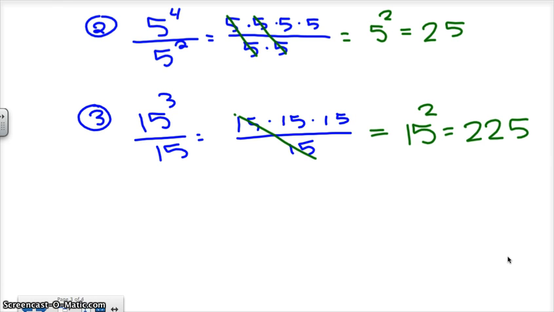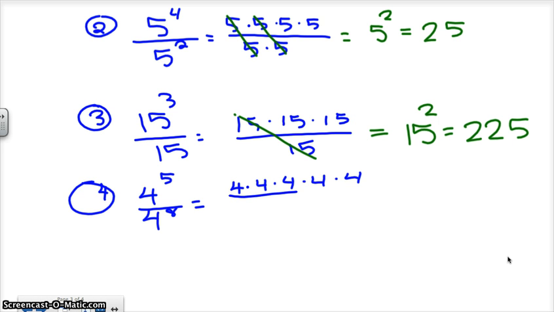Last numerical example. I have 4 to the 5th over 4 to the 8th. 5 5's on top. Over 8 on the bottom. 1, 2, 3, 4, 5, 6, 7, 8. Cross out common factors. What am I left with on top? 1. 1 over how many 4's? 4 cubed. 4 cubed, which is 64.